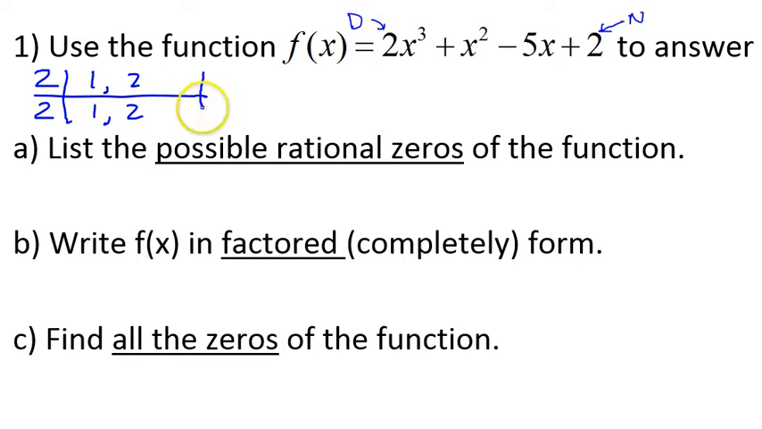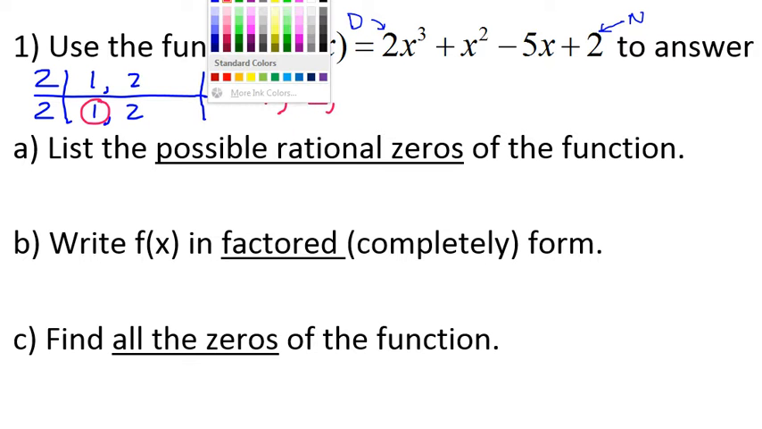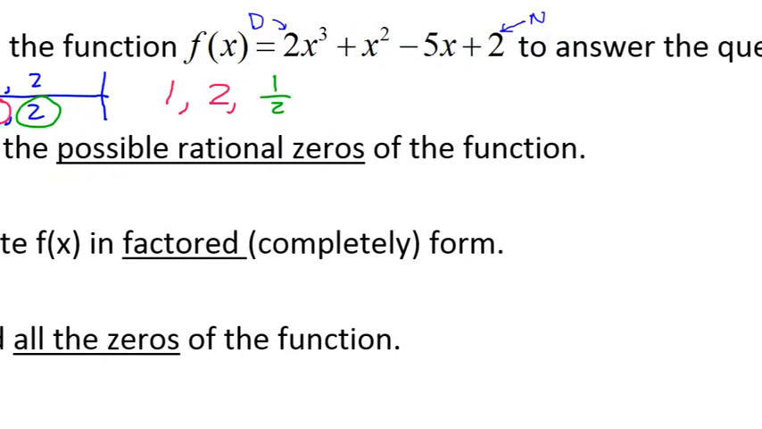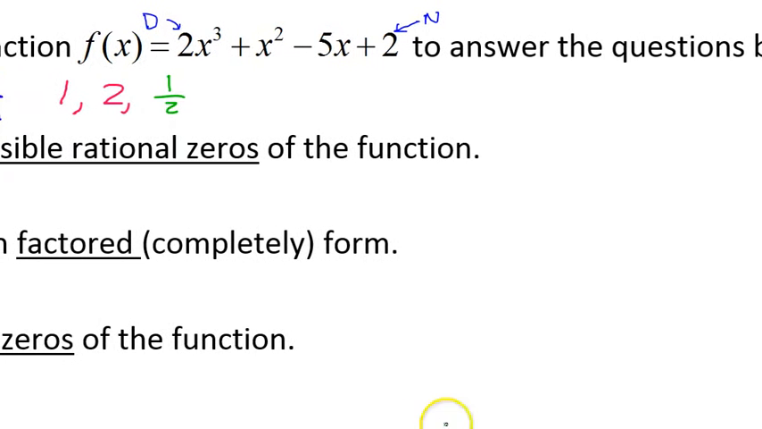Okay, so to find the possible rational zeros, I'm going to put these numerators over these denominators. I'll start with a denominator of 1. So I'll do 1 over 1 and 2 over 1. So 1 over 1 is 1, 2 over 1 is 2. Then I will move on to a denominator of 2. So I'll do 1 over 2, and then 2 over 2 is 1 again, and I already have that. So these are the possible rational zeros, except I'll put plus or minus in front of them. So it's going to be plus or minus 1, 2, and 1/2.